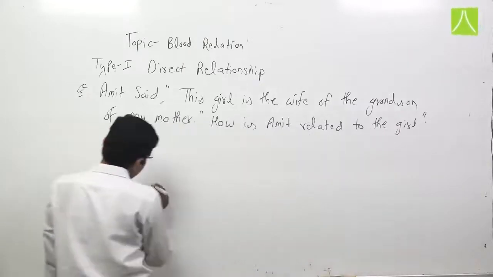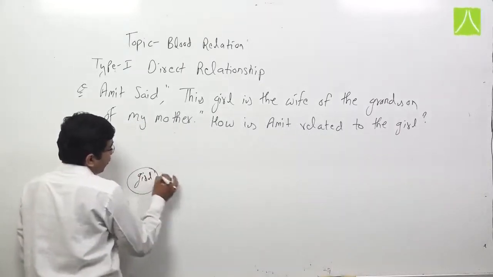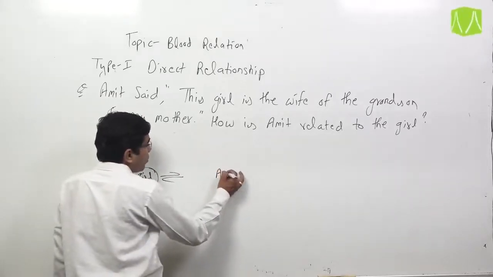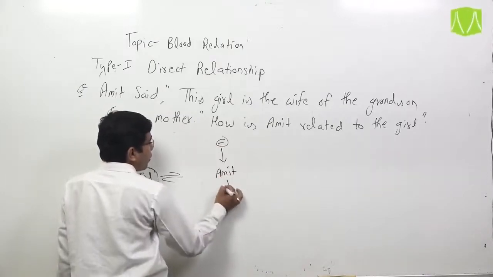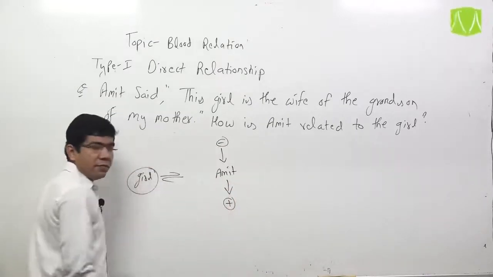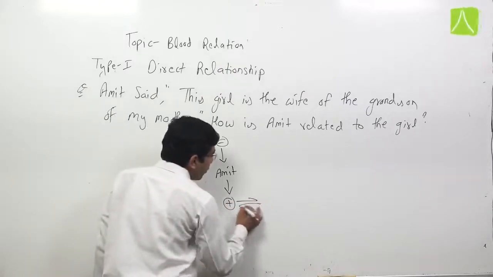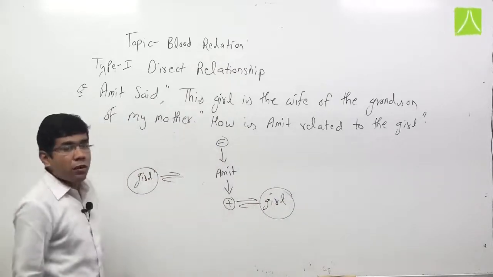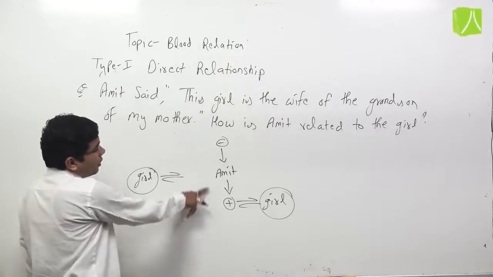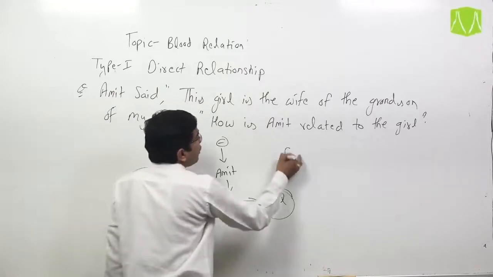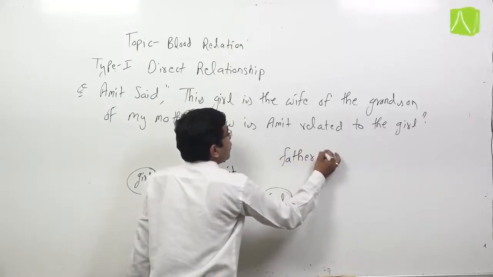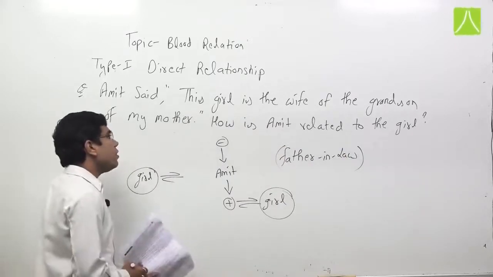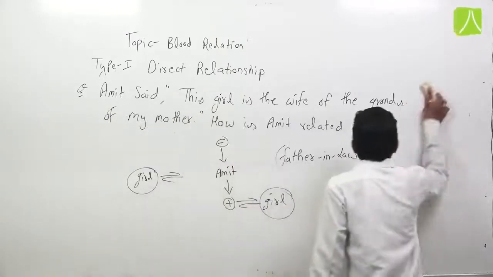In this, pointing towards the girl, Amit said, this girl is the wife of the grandson of my mother. Amit's mother's grandson is Amit's son, and this girl is the wife of Amit's mother's grandson. So according to this diagram, we can say that Amit is the father-in-law of this girl. So for this question, our answer is father-in-law.